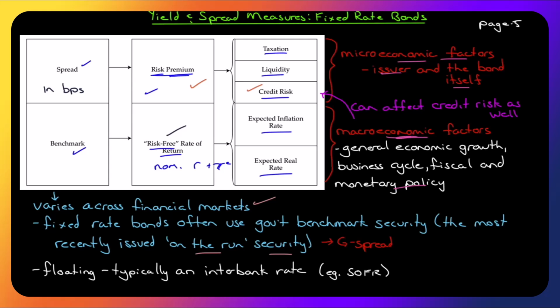This reading is focusing on yield and spread measures for fixed rate bonds, but the reading does make a note that if you have a floating rate bond, rather than the benchmark rate being an on-the-run security, it's typically an interbank rate, which we now use SOFR. We used to use something called LIBOR, but that is dead and gone now. We use the secured overnight financing rate, which is a market reference rate.